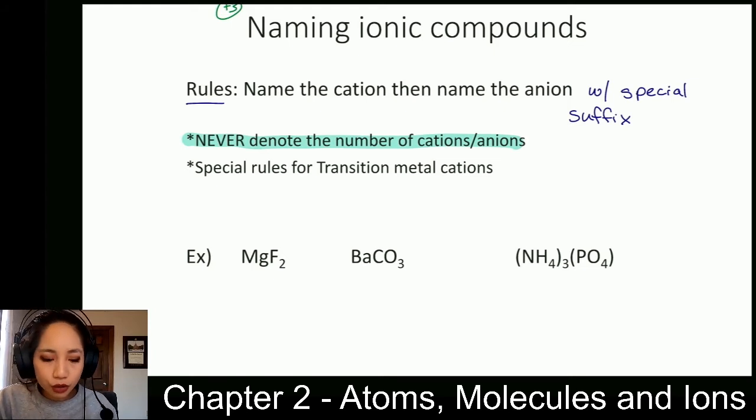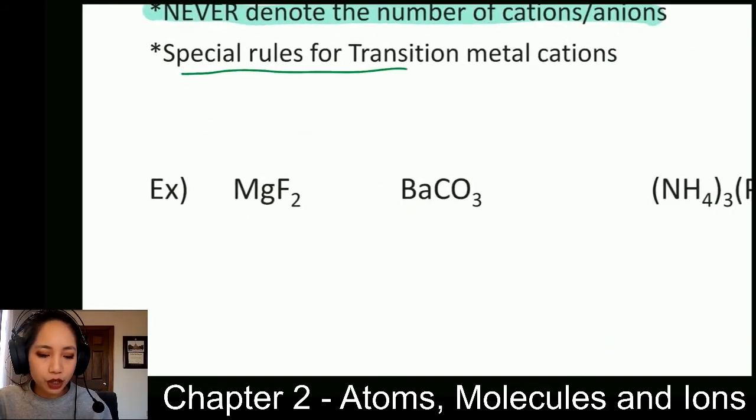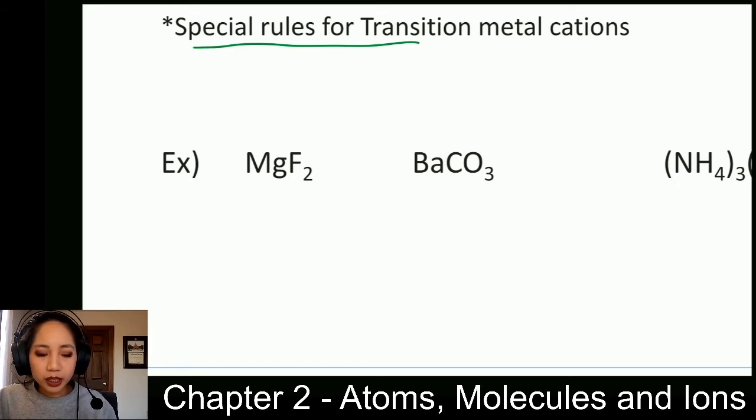Also, there are special rules for transition metal cations, but for the most part, you always name the cation, then the anion. And that's the same thing for writing out the formula unit. Whenever you write the chemical formula, you always write the cation, then the anion. So here's a couple examples. This first example, we have magnesium and fluorine, and you see that there's 2 of them here. I think these were the examples we had up on the previous slide.